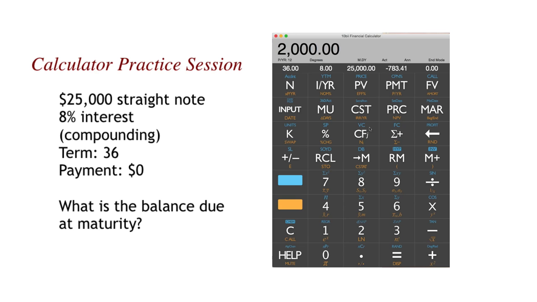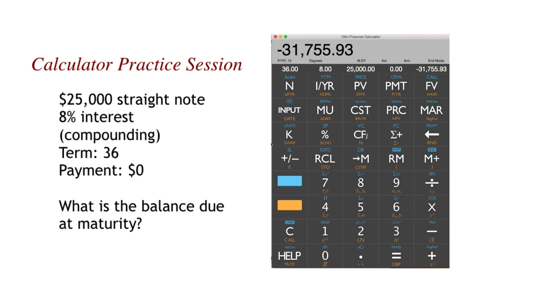So I have this 25,000, but in the payment I put zero, because they're not making any installments. They're making 36 payments of zero, and at the end I'm going to solve for future value. So there we go: 31,755.93. So not only 2,000 a year, but with the compounding, it got us an extra 755. That's nice, above and beyond simple interest. Anyway, any other comments, questions?